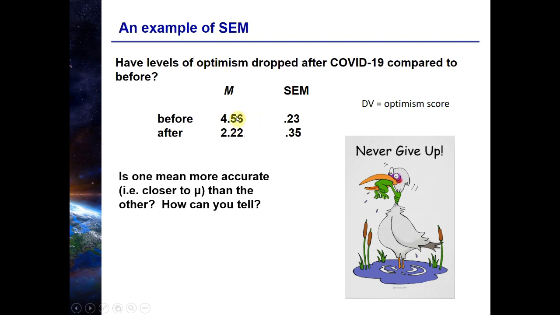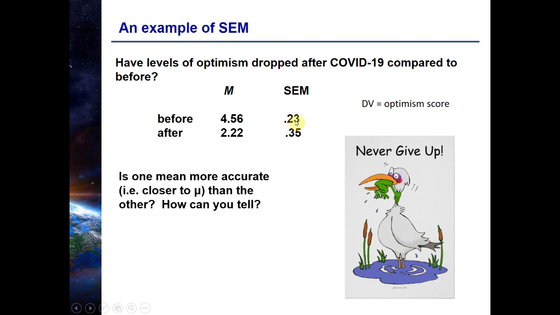This X bar is probably closer to the population of students before the campus closed. This sample mean is probably further away from the population mean of the students after the closure. So this mean is probably more accurate than this one. And it all has to do with this. Okay? The smaller the number means less sampling error, and it means that your X bar is probably a better estimate of mu.